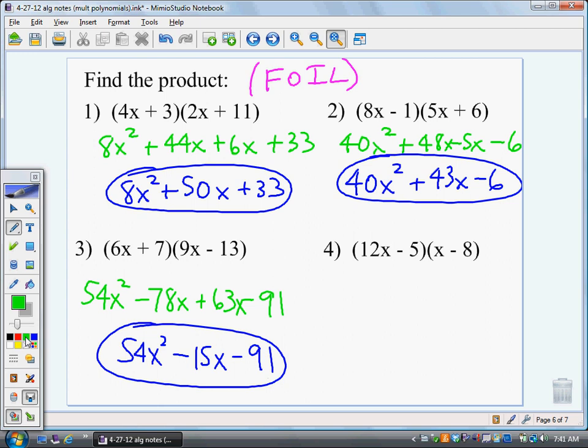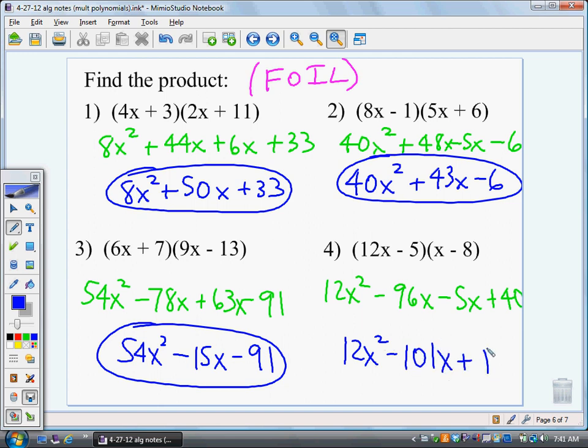And then on the last one, first would be 12x squared. Outer would be negative 96x. Inner is negative 5x. And last is plus 40. And you combine 12x squared minus 101x plus 40.